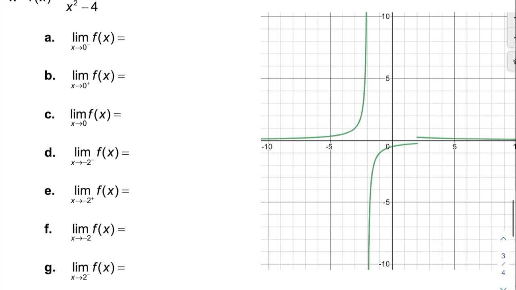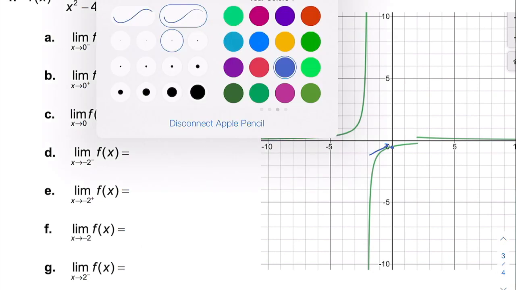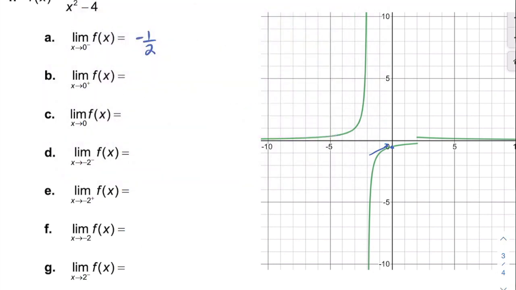So again, we want to head toward the x value of 0 from the left. And as we approach it, it looks like we're hitting right between 0 and -1. So we're going to be at -1/2 from the left. And then as we go from the right, we're also hitting the same point. So we're also at -1/2.